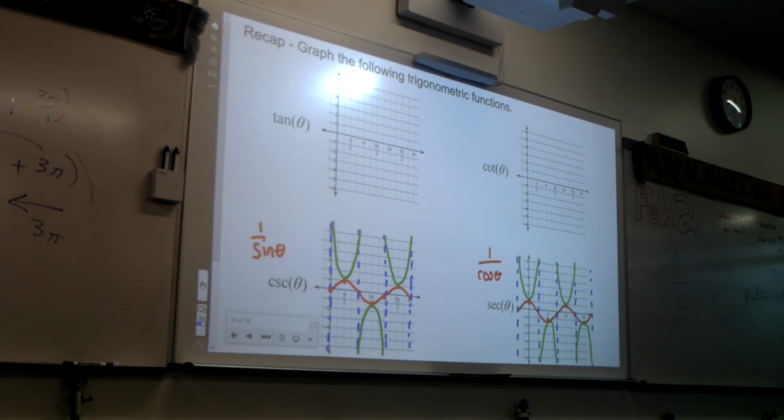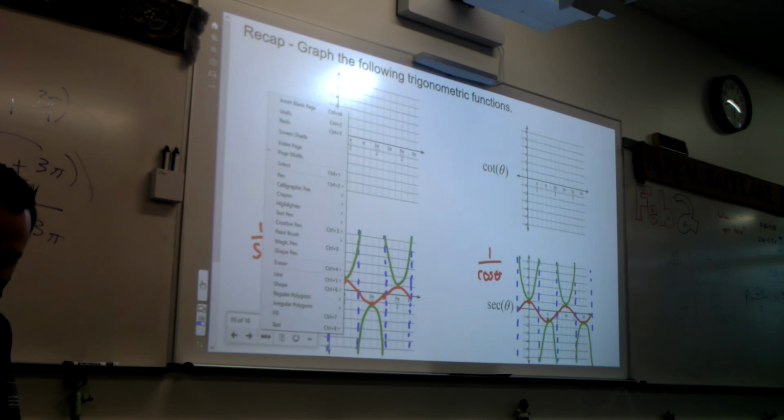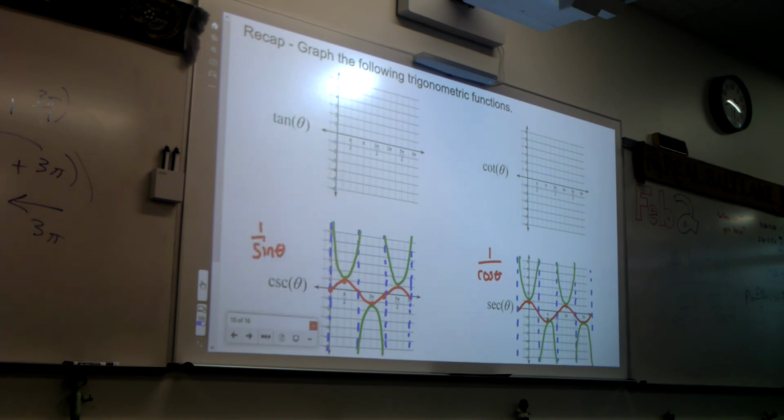And there is secant. Okay, now with tangent and cotangent, sometimes people ask, do I need to graph both of them? My advice would be just to graph the denominator. Like, do I have to graph both sine and cosine? Sorry, let me clarify there.